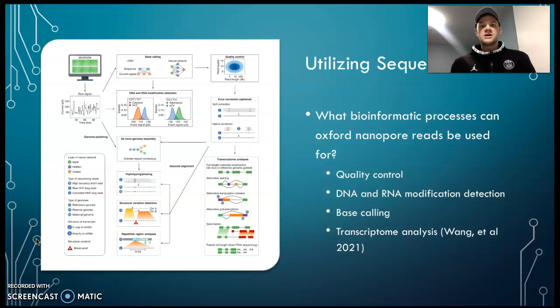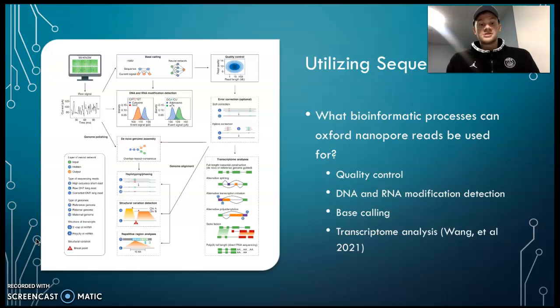And then in terms of the bioinformatic processes that Oxford Nanopore reads can be used for, there is a large list of them. Some examples include quality control, which examines the distribution of quality scores using a computer algorithm along the sequence. DNA and RNA modification detection can be used, base calling, which was referenced earlier, as well as transcriptome analysis.